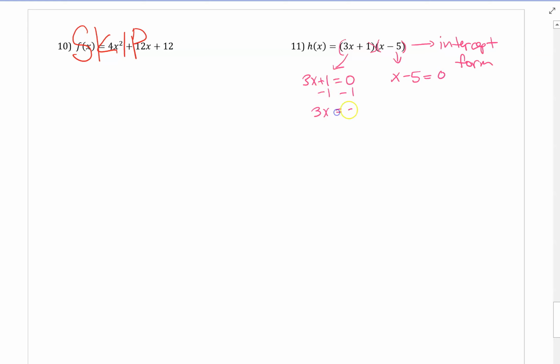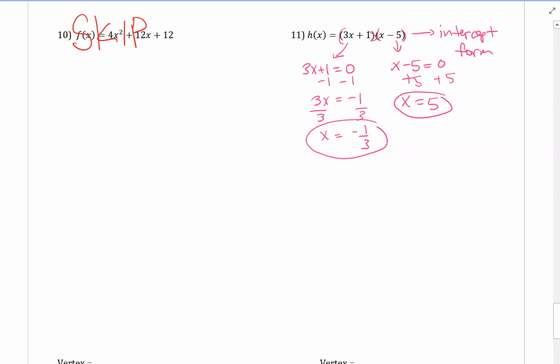With the first one, I start by subtracting 1 and then dividing by 3. So I have one x-intercept at negative 1/3. For the second one, I add 5 and I have my second intercept at 5. Now to go from intercept form to standard form, that's the next easy one to go to because all I have to do is FOIL. So I'm going to have you guys go ahead and do that right now.